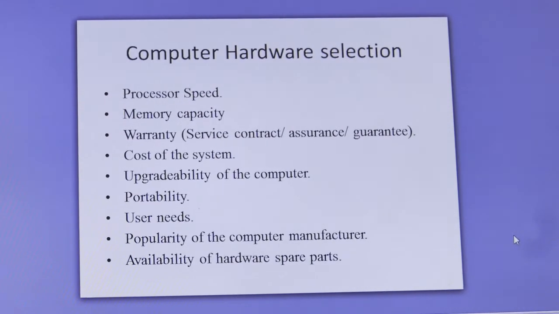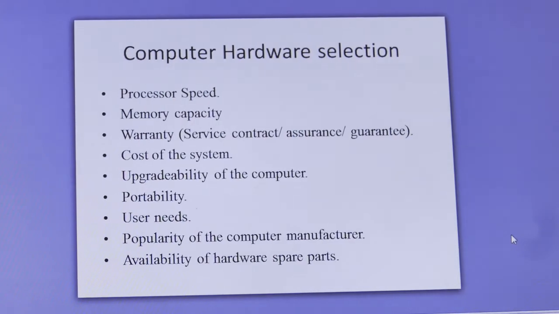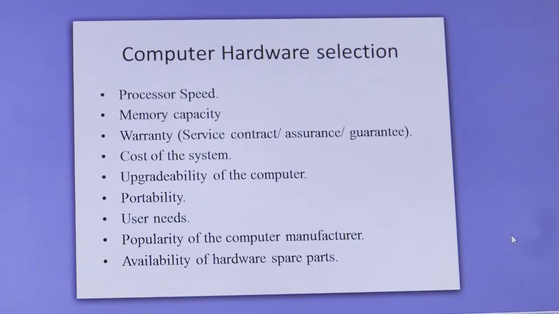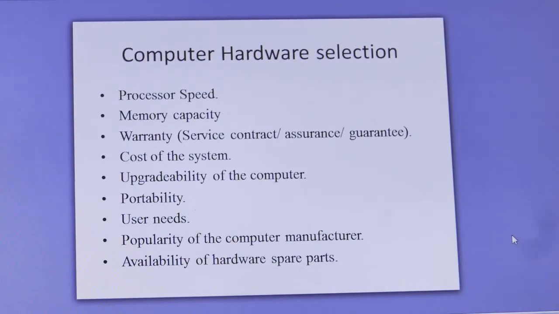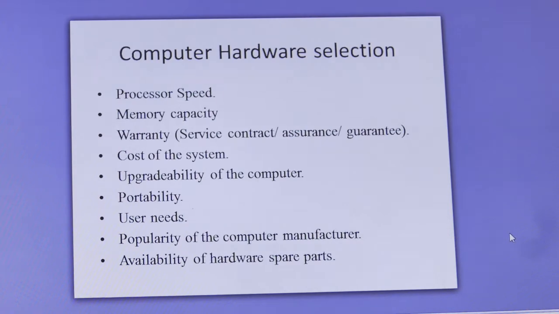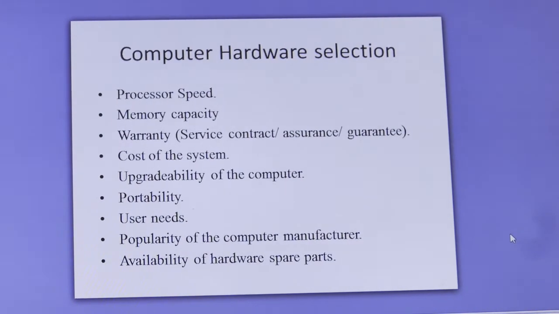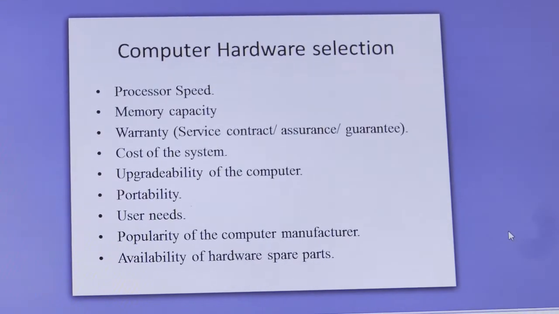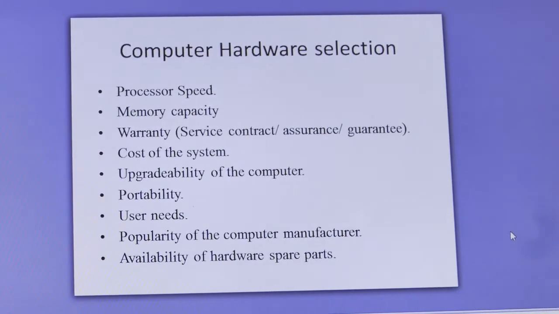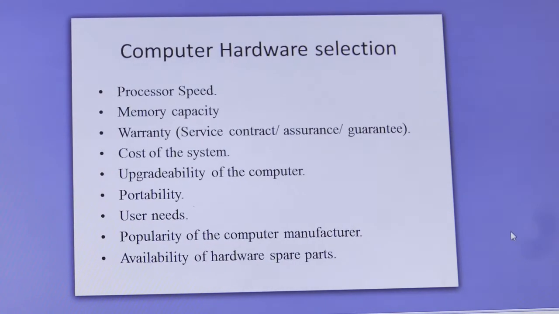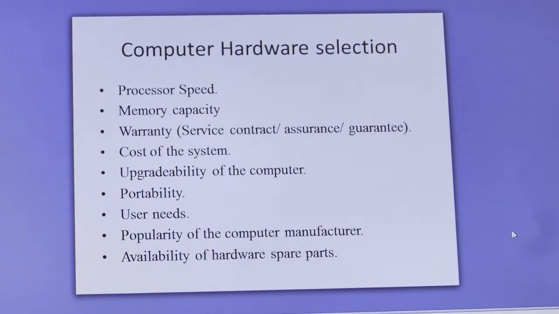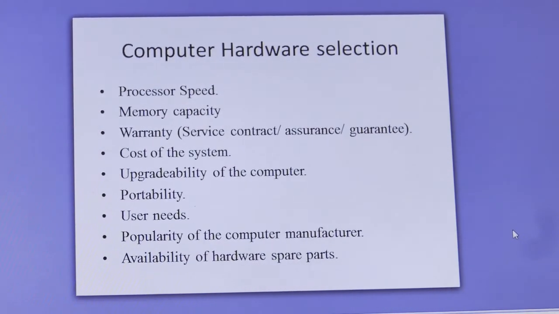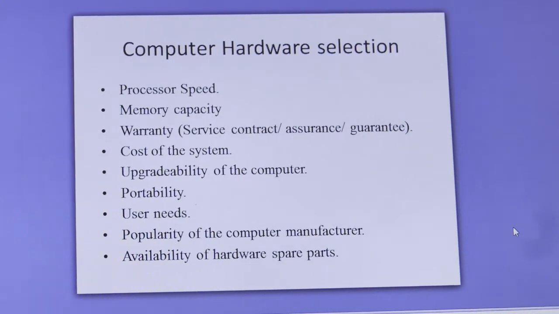And with that, we can look at the selection of hardware, and these are the factors you can consider when you want to buy any hardware device, which include processor speed. For example, if you are buying a computer, you have to check on the speed of the processor. You also have to check on the memory capacity of that computer. If it's something else like a mouse, keyboard, or screen, you also look at warranty. If it is the computer itself you are buying, you can look at the warranty.